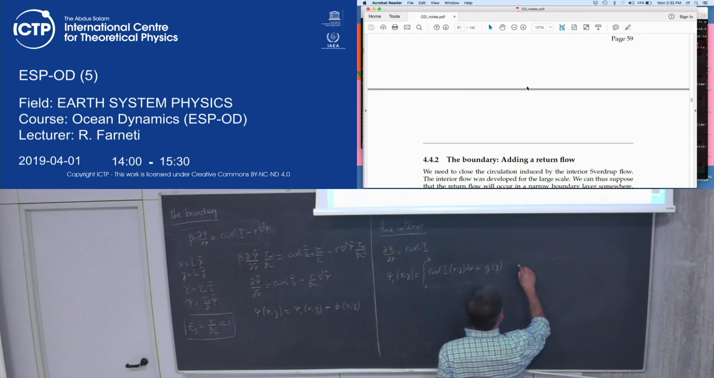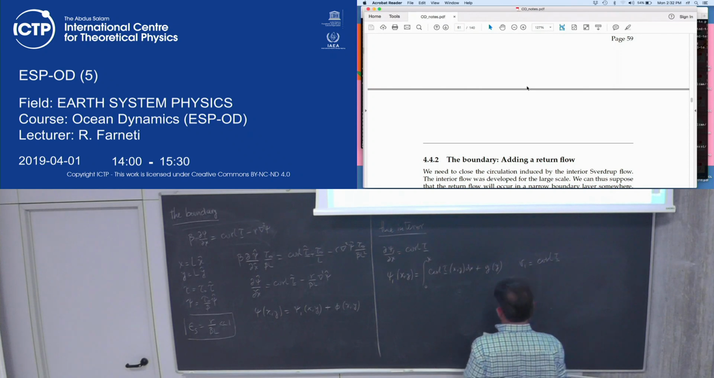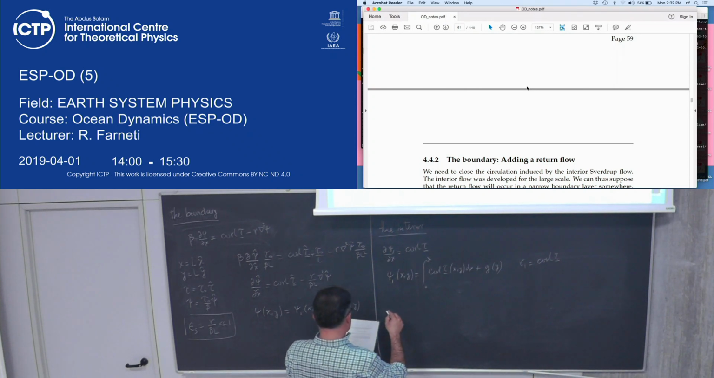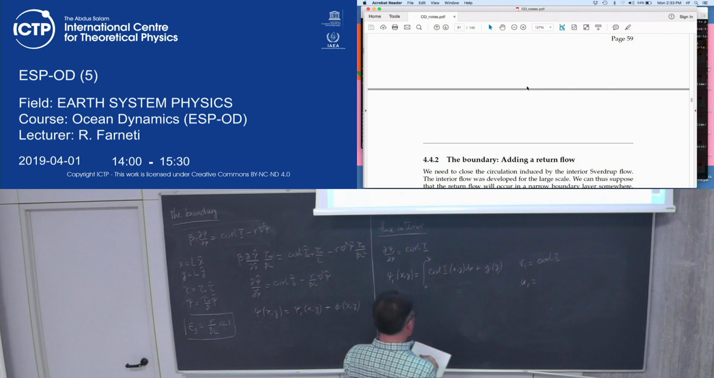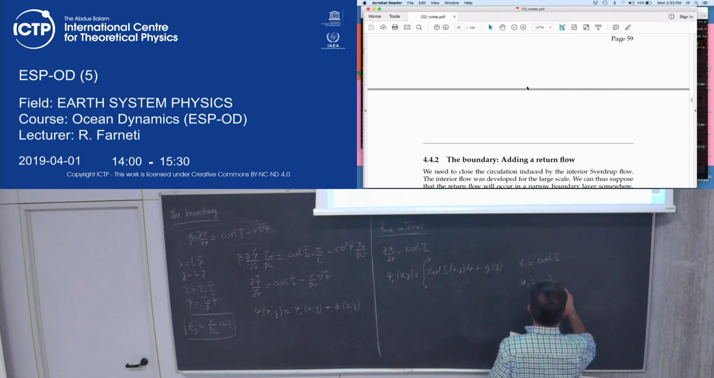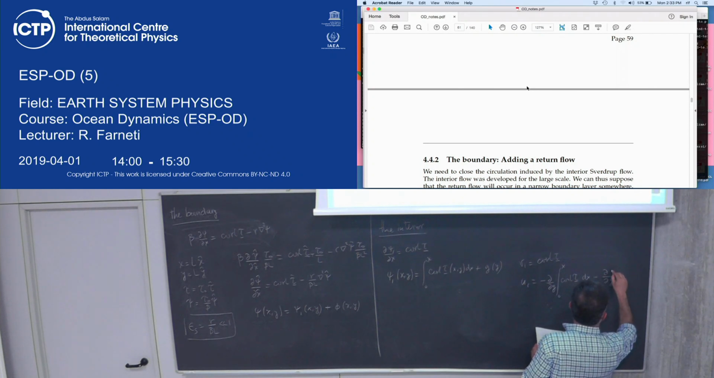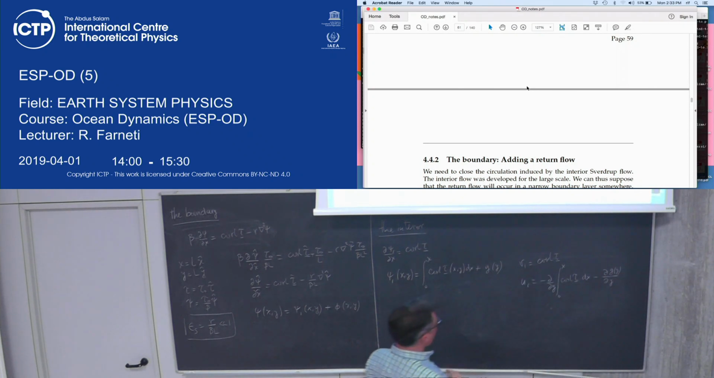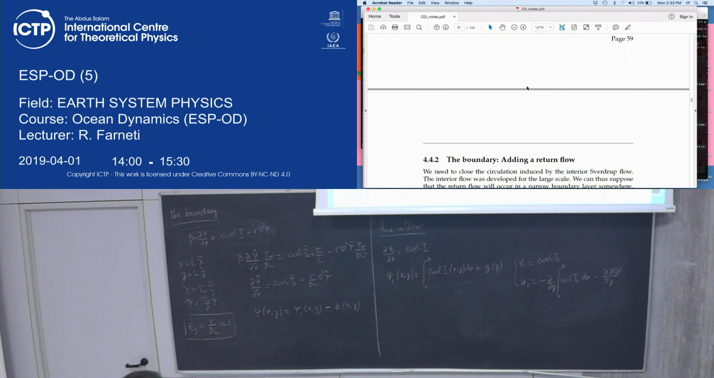If you use the definition for the stream function, you know that the interior meridional velocity is just the curl of tau. And the zonal velocity is curl of tau d by dx minus of g of y. So those are the expressions for the velocities, going back from the stream function to the velocities.